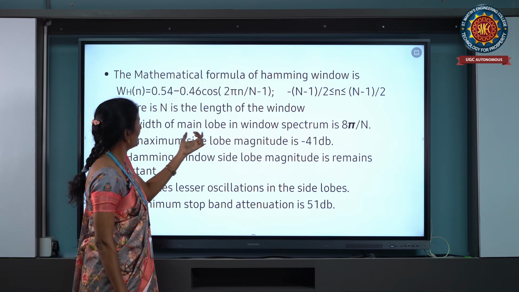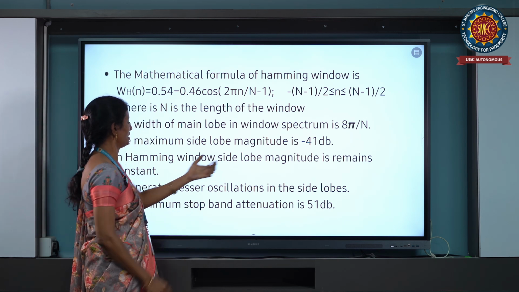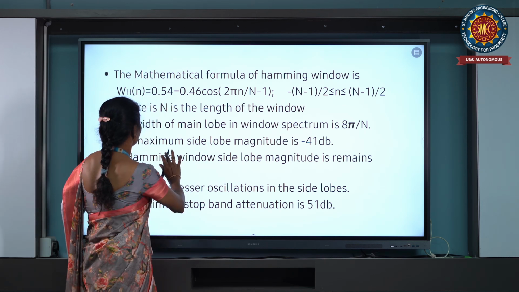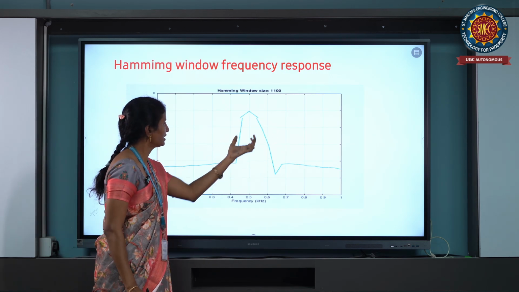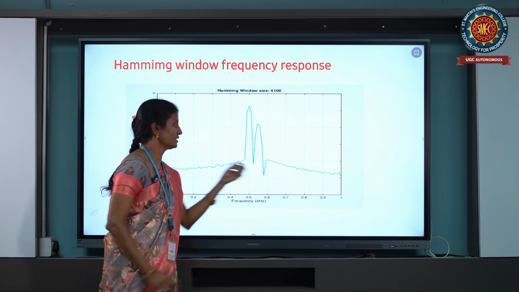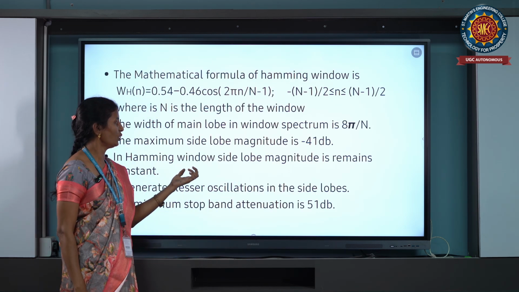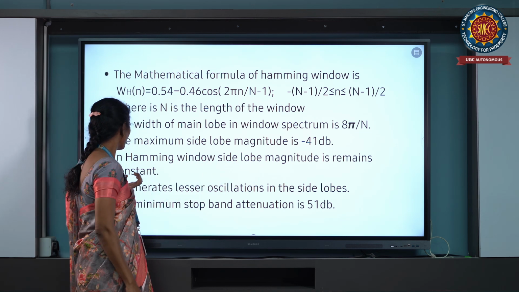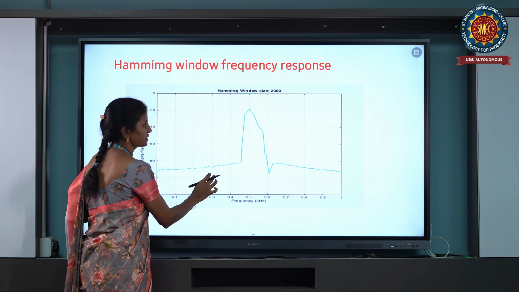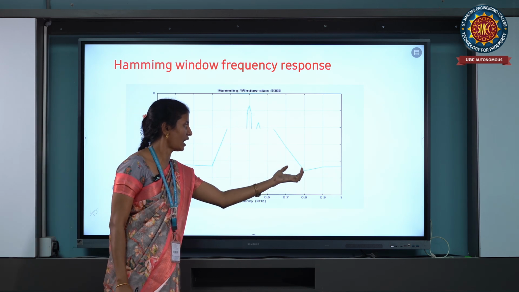The width of the main lobe of the window spectrum is 8π/N. This is the main lobe. The width of the main lobe is 8π/N, and the magnitude response of the side lobes is -41 dB. The Hamming window side lobe magnitude remains constant. These are all side lobes of the frequency response of the Hamming window, and these side lobes remain constant.